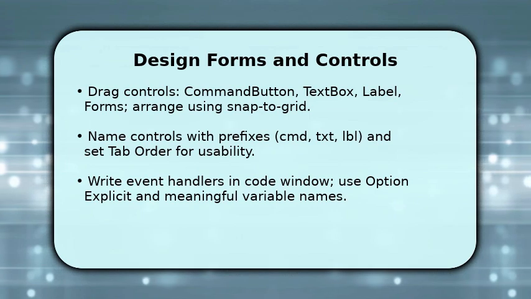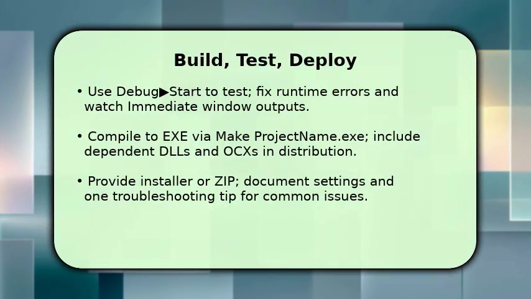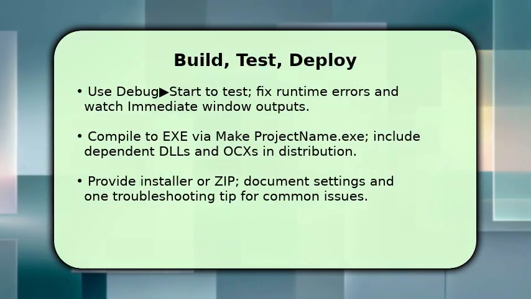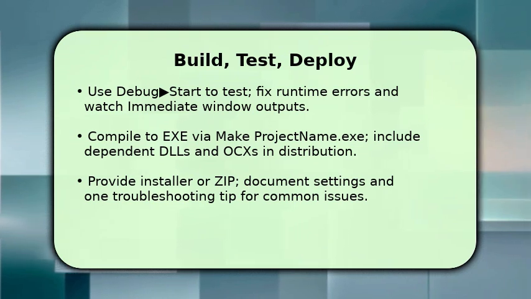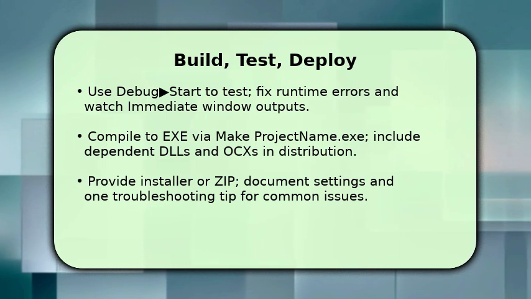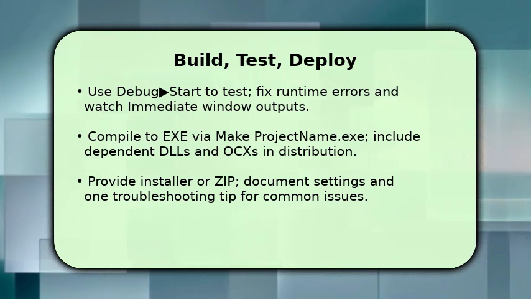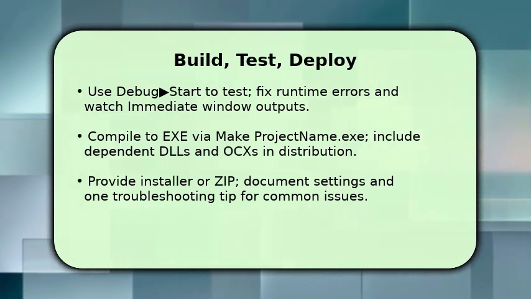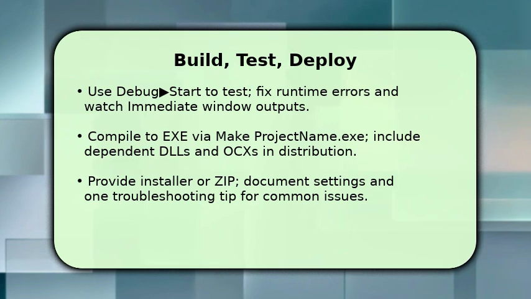You test by running debug and exercising every feature. Reproduce errors, then fix them using breakpoints and the Immediate window. Once stable, compile by choosing Make ProjectName.exe and collect required runtime DLLs and OCX files. Register them if necessary on target machines.